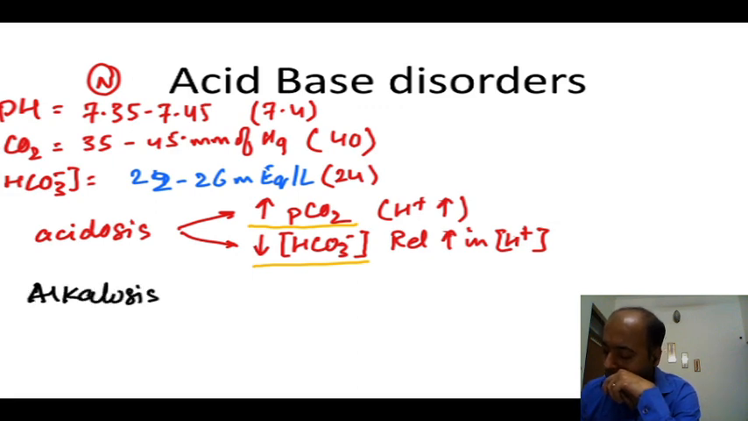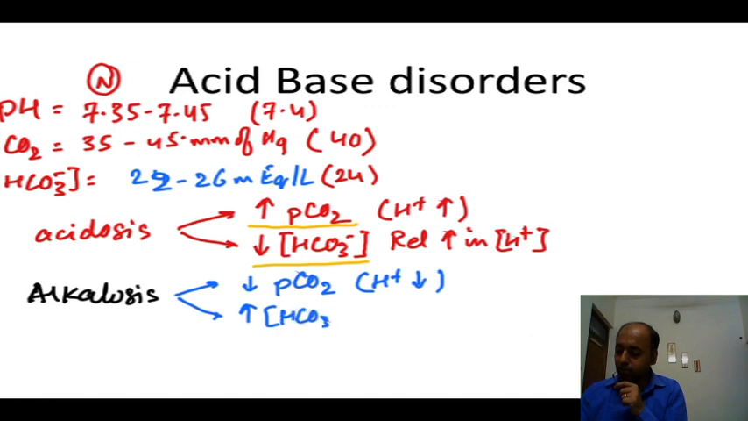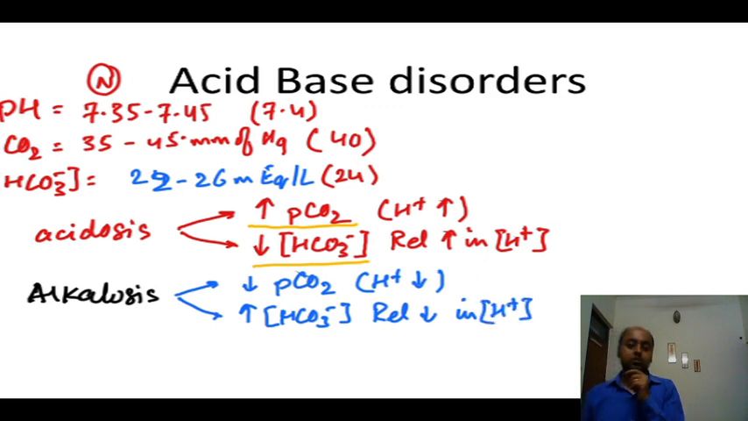In alkalosis, we get the exactly opposite picture. Either the PCO2 decreases. If PCO2 decreases, the H plus concentration will decrease and it will cause the alkalosis, or you find there is an increase in the bicarbonate concentration. When bicarbonate concentration increases, it will result in a relative decrease in H plus concentration.